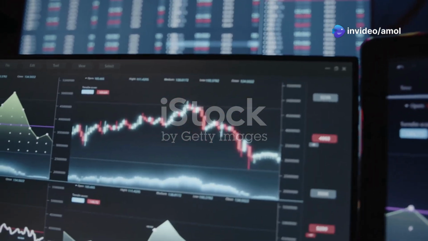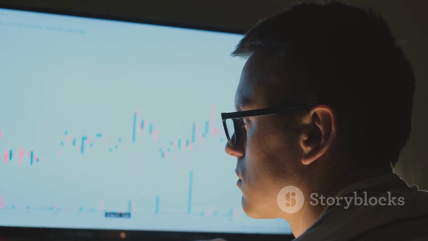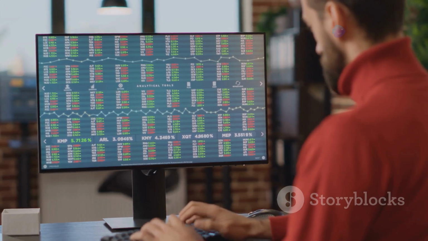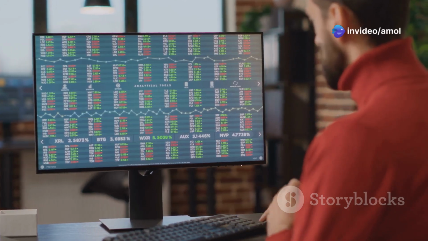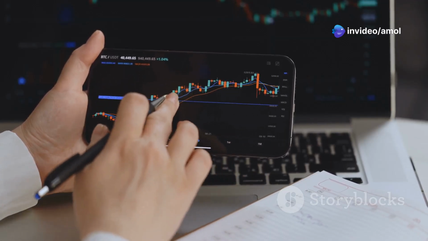We've covered a lot of ground today, from the basics of chart types to more advanced concepts like chart patterns and technical indicators. But here's the thing, mastering long-term stock charts takes time, practice, and a whole lot of patience. Don't get discouraged if you don't become a chart-reading wizard overnight.